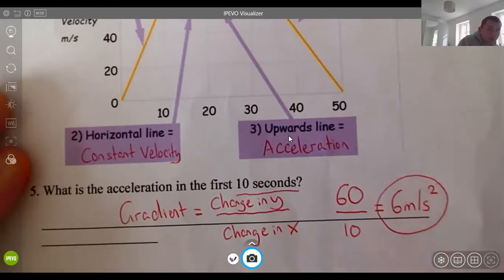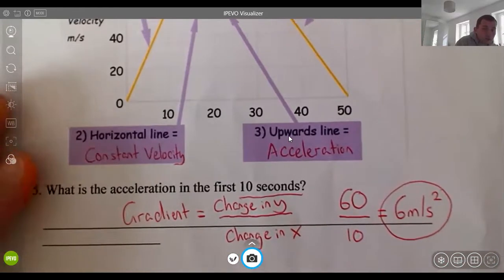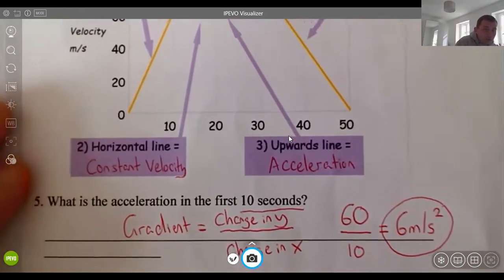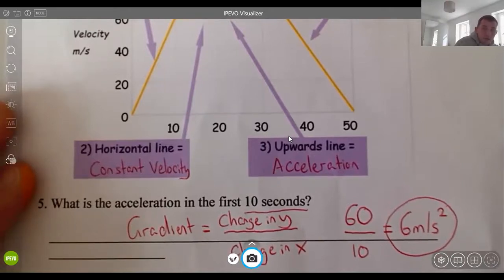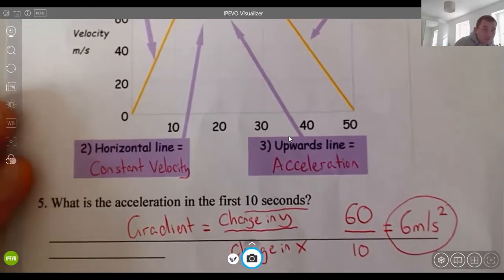Okay, so that is how you calculate acceleration from a velocity-time graph. So take a moment now, five or so minutes, to embed your key knowledge. Okay, pause the video, off you go.